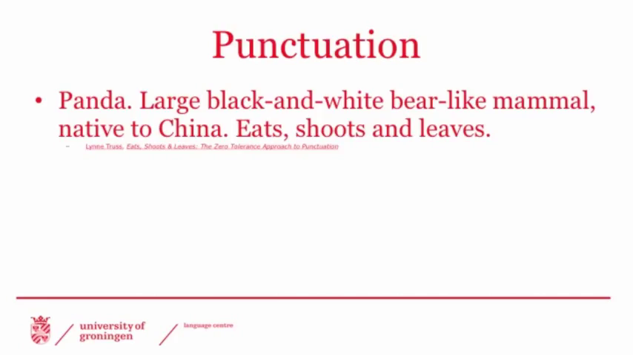I'm a panda, he says at the door. Look it up. The waiter turns to the relevant entry and, sure enough, finds an explanation. Panda, large black and white bear-like mammal, native to China, eats, shoots and leaves. This is from Lynn Truss. Eats, shoots and leaves, the zero-tolerance approach to punctuation.